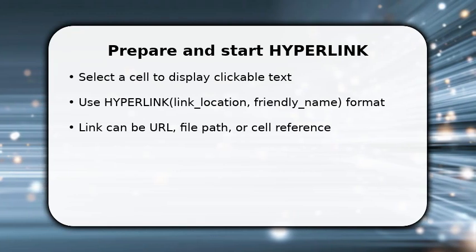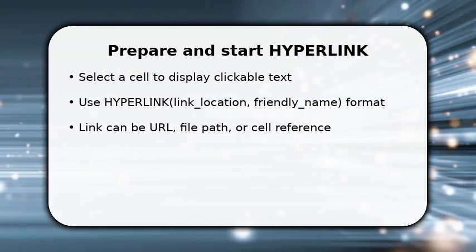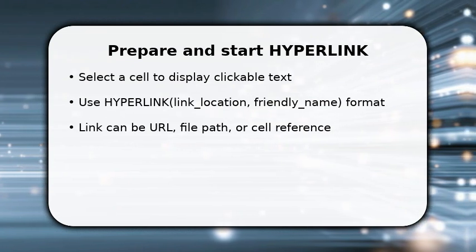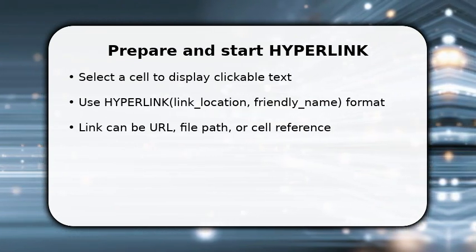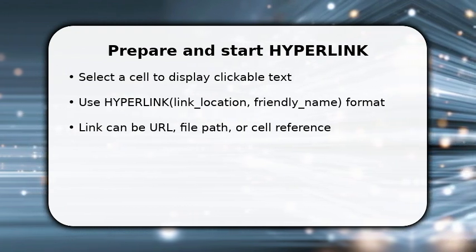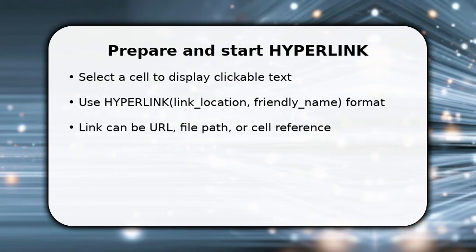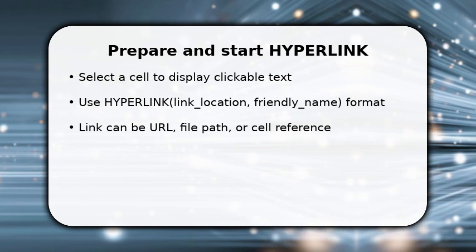You begin by picking the cell that will show the linked text. This is where your friendly label appears. Type =HYPERLINK, then provide the link location in quotes or as a cell reference, followed by a comma and the friendly name. Once done, close the parentheses and press enter. Excel then shows the text as a clickable link.